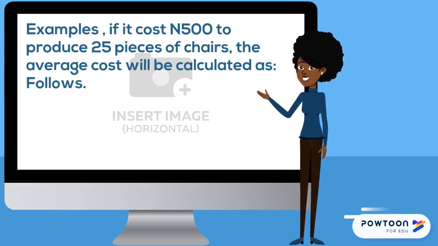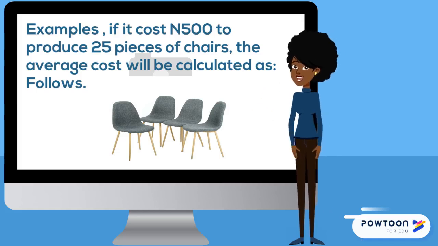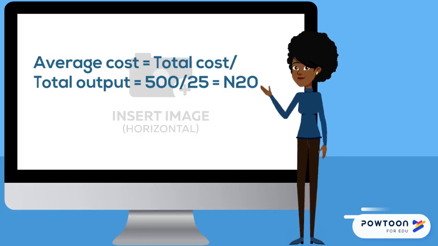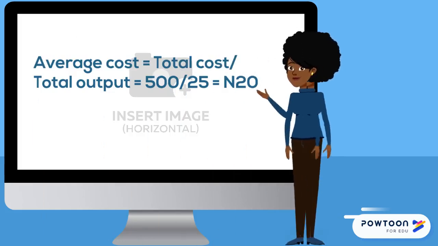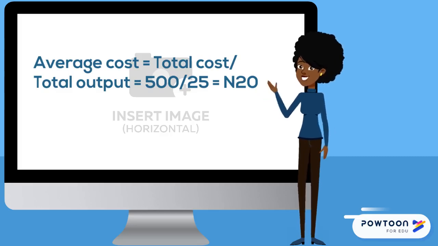Look at this example. If it costs 500 naira to produce 25 pieces of chairs, the average cost will be calculated as follows. Average cost equals total cost divided by total output. That is 500 over 25, which is 20 naira.